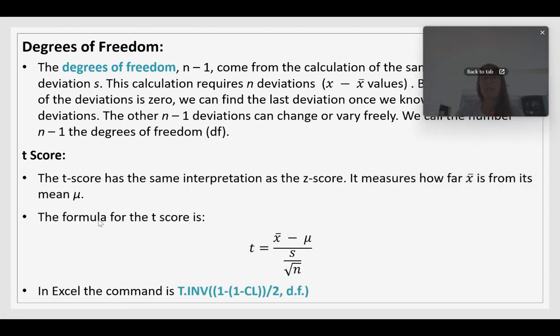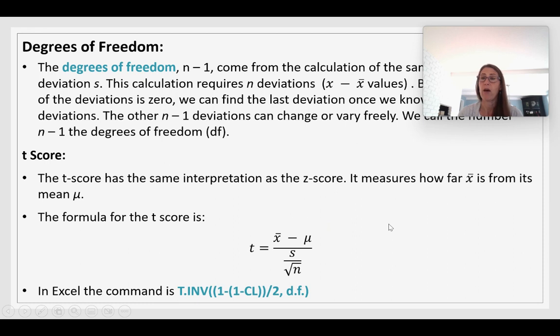The t-score is very similar to the z-score. It measures how far away our sample mean is from our population mean mu. The formula for the t-score is x bar minus mu divided by this new standard deviation, which is the sample standard deviation divided by the square root of the sample size. And we're going to use the t.inv command in Excel. It's 1 minus the confidence level, so remember, this is our alpha value divided by 2, 1 minus that, and then our degrees of freedom.